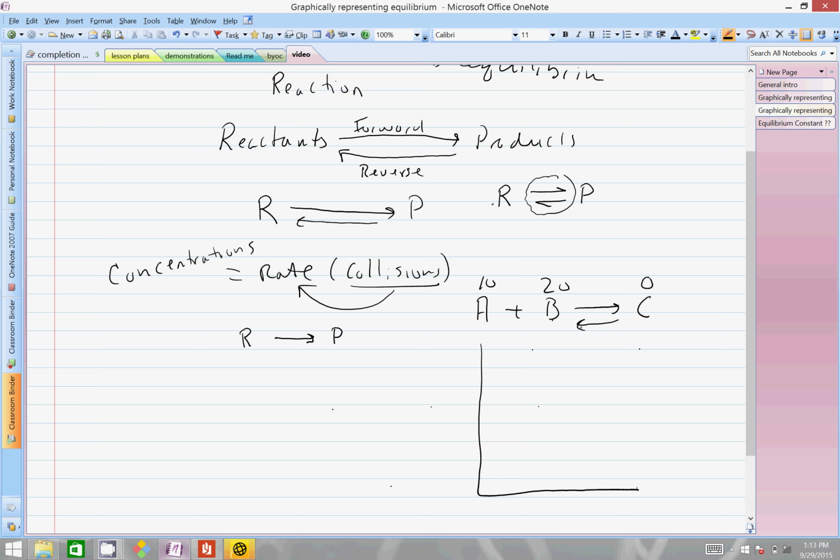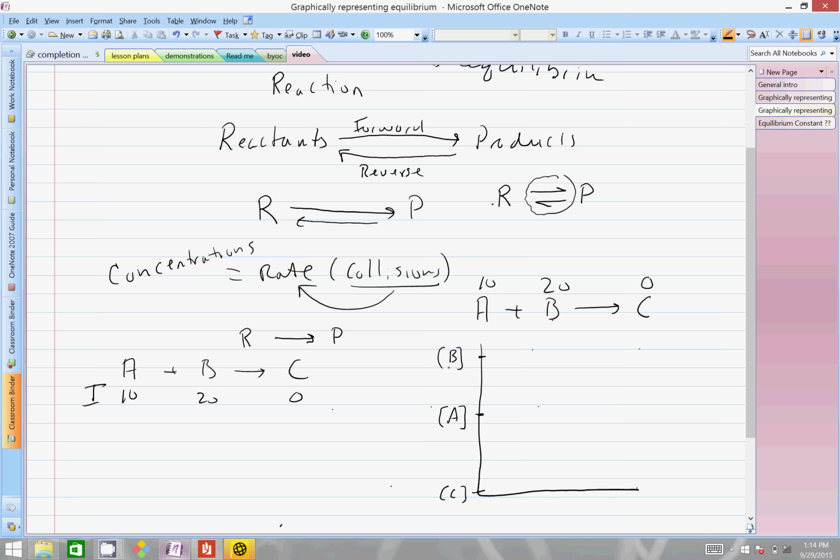Let me erase this. In that case, the reverse reaction just isn't there yet. I need to produce some C before that reaction starts kicking in. So I'm going to rewrite this process here, and I'll graph it. We have A plus B yields C, and initial conditions: I have 10 A's, 20 B's, and no C's. So C would essentially be here, A might be right here, and B might be right here.